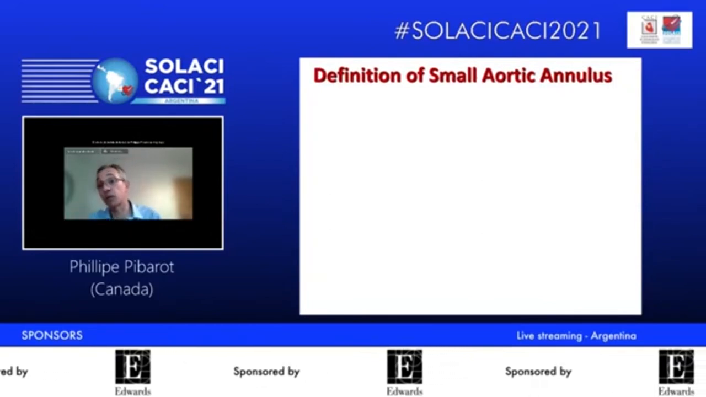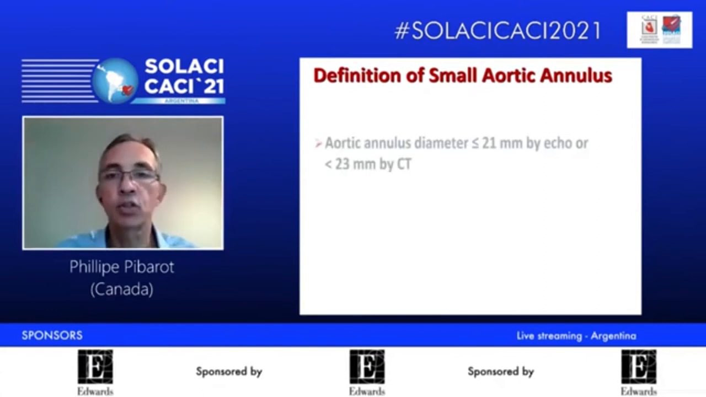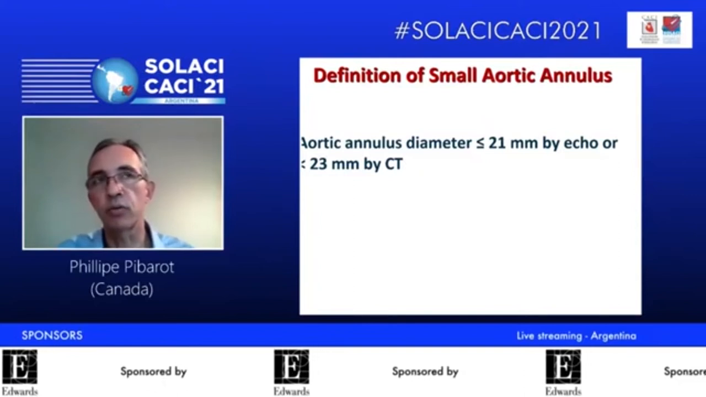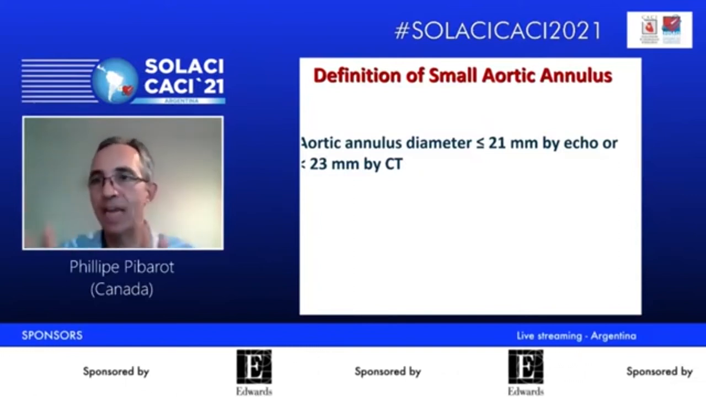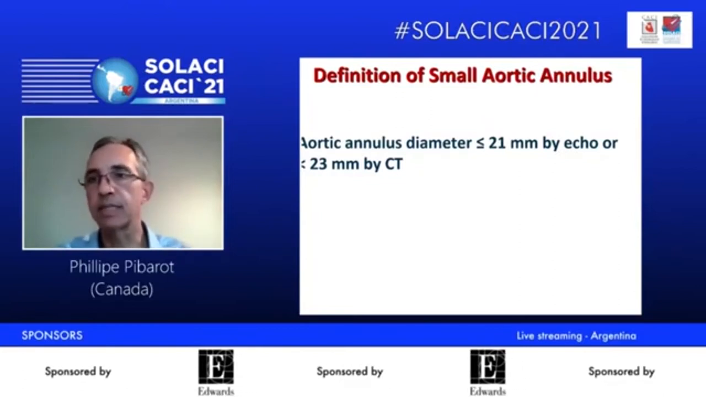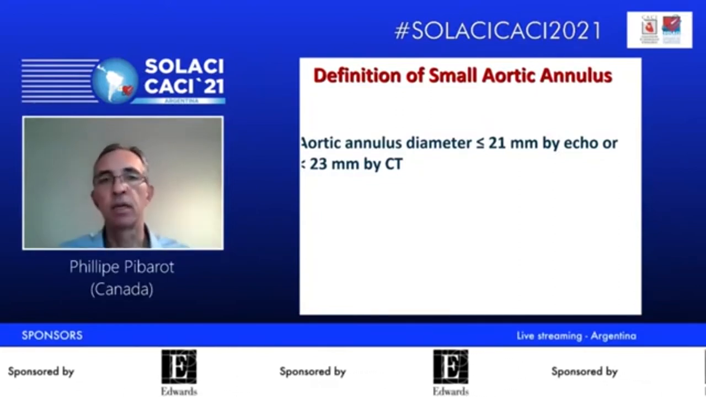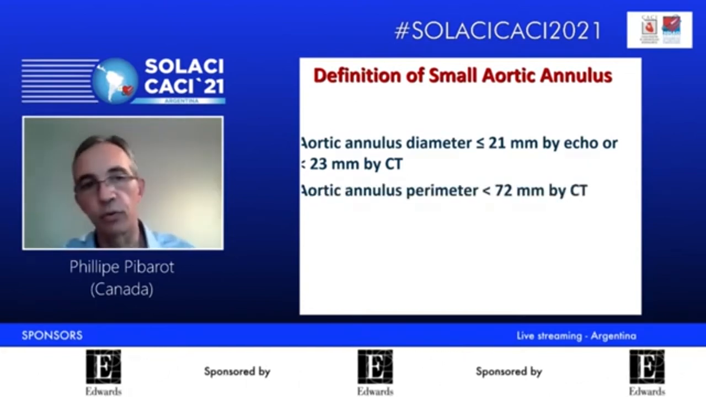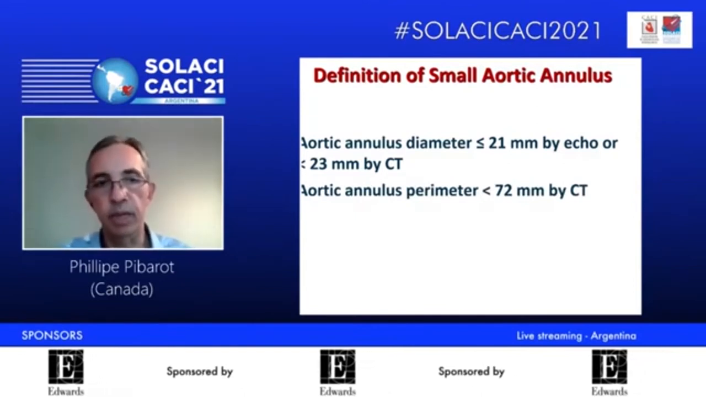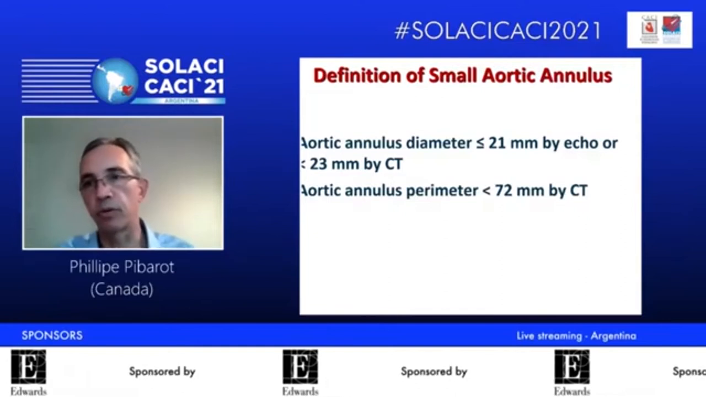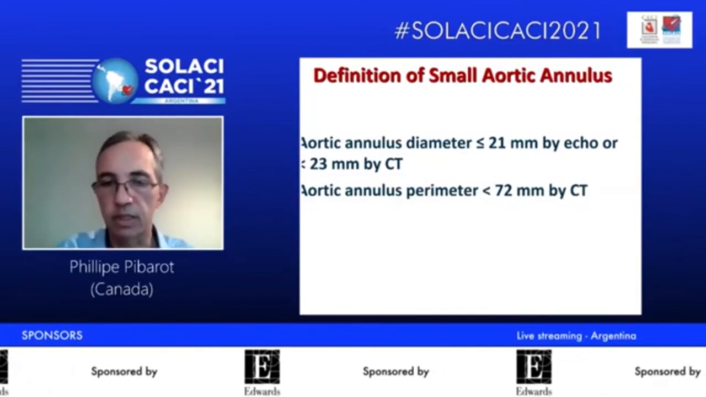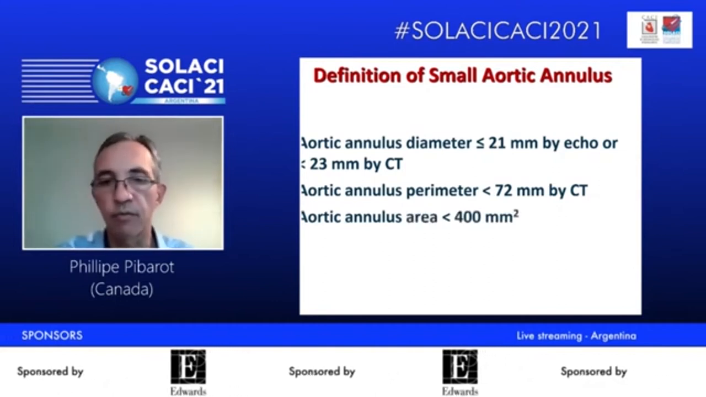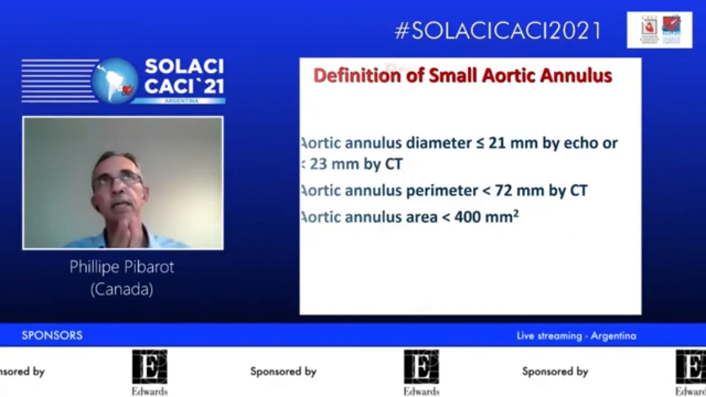So now we need to define what is the small annulus, because we talk about small aortic annulus. Well, I'm showing here the most frequently used definition. Generally, it's an aortic annulus diameter equal or less than 21 millimeter by echo, or less than 23 millimeter by CT, because we know that echo measures a smaller diameter compared to CT. Or if you want to express this in perimeter, this is generally an aortic annulus perimeter less than 70 or 75, let's say 72. This is one of the most frequently used definitions, or aortic annulus area less than 400.